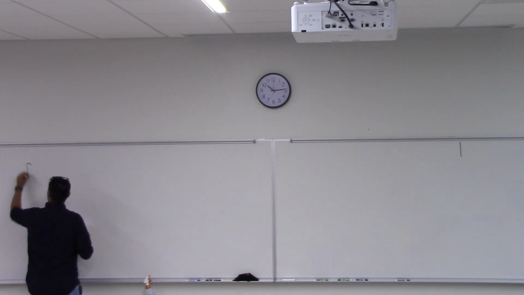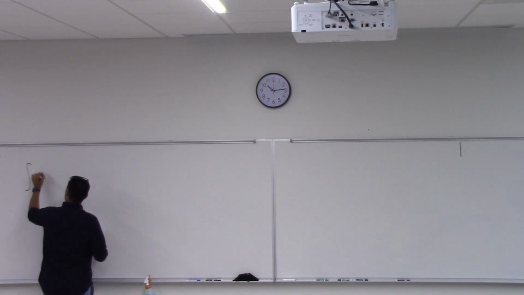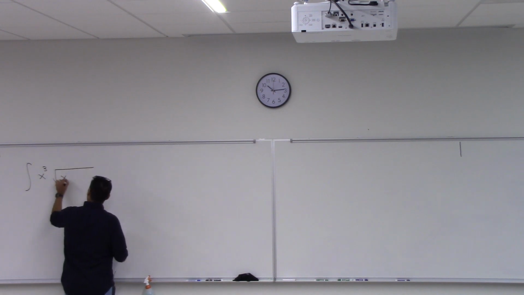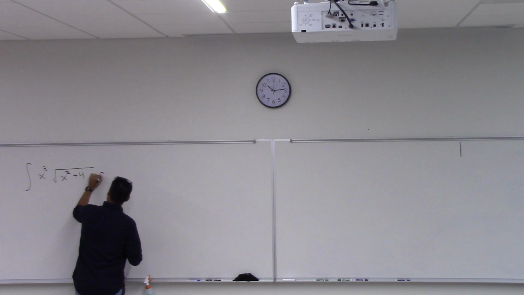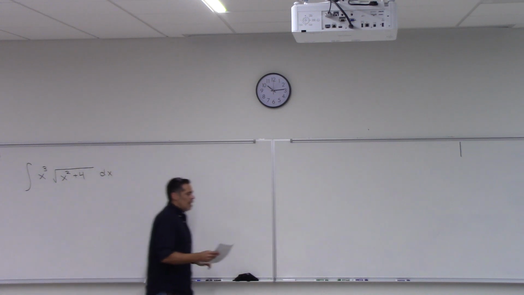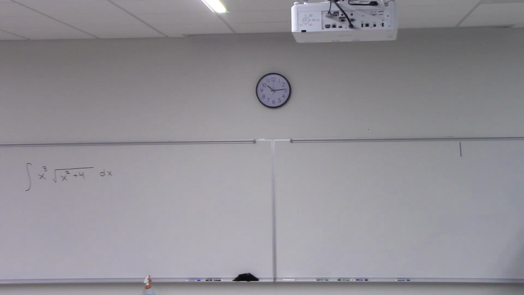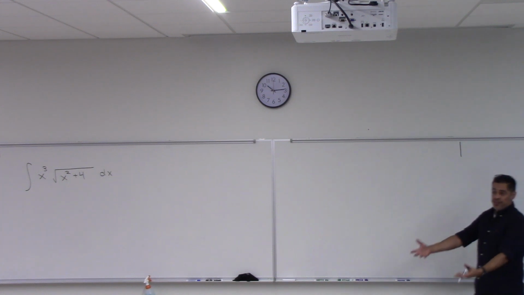All right, so how about this one? x cubed over the square root of x squared plus 4 dx. I picked these problems before class because they all have something in them that I want you to see.